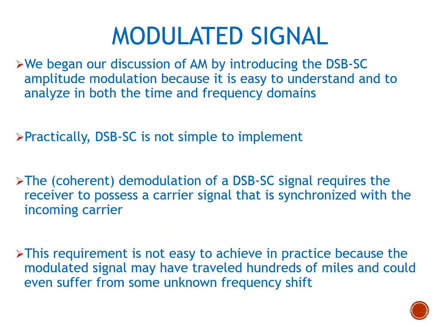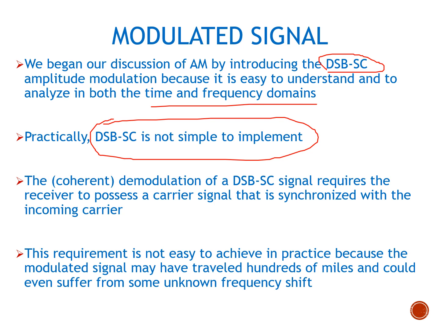We began our discussion of AM by introducing the double sideband suppressed carrier signal, because it is easy to understand and to analyze in both time and frequency domains, as we saw in the previous slides. But DSB-SC is not simple to implement, because it requires coherent demodulation, as we saw. Getting a local oscillator that is synchronized with the incoming carrier is quite a challenging task. It requires significant circuitry to perform this task.